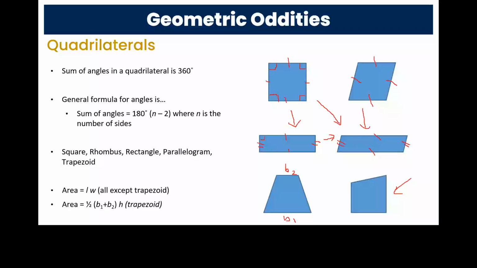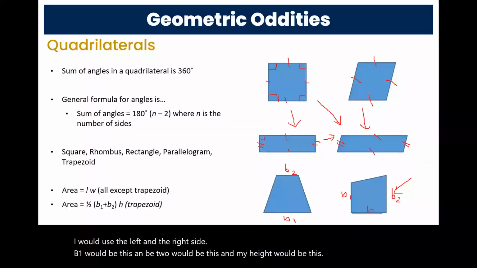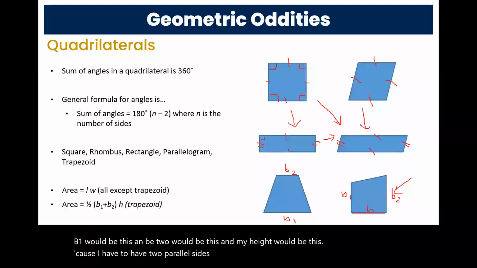I would use the left and the right side. B1 would be this, and B2 would be this, and my height would be this. Because I have to have two parallel sides be the bases. So the parallel sides are your bases. So trapezoids are a little weird.